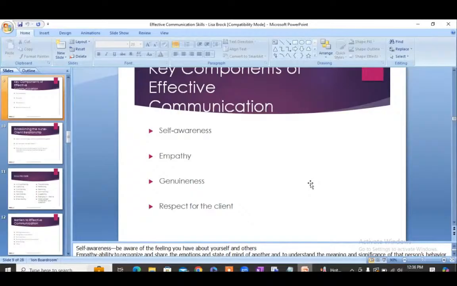In key component, you can say self-awareness is the ability to understand and recognize your own emotions, thoughts, and behaviors. It involves being conscious of how you affect others and how you respond to various situations. This awareness helps in personal growth, decision making, and improving interactions with others. You understand?